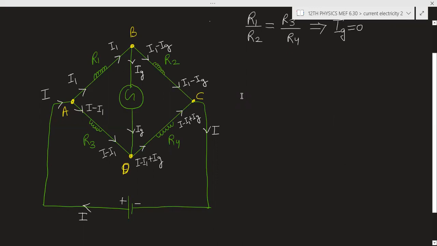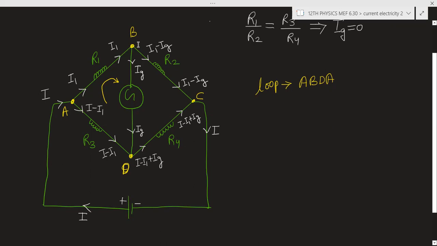So what will I do? First I will choose a loop. I am choosing the loop ABDA. Why am I choosing a loop? Because I have to apply the Kirchhoff's voltage law, then I will get an equation. Suppose I have chosen the loop and the direction of the loop is this. Direction means I will apply the Kirchhoff's law like I will move in this direction, from A to B, from B to D, from D to A. Okay, so I have chosen A, B, D, A.